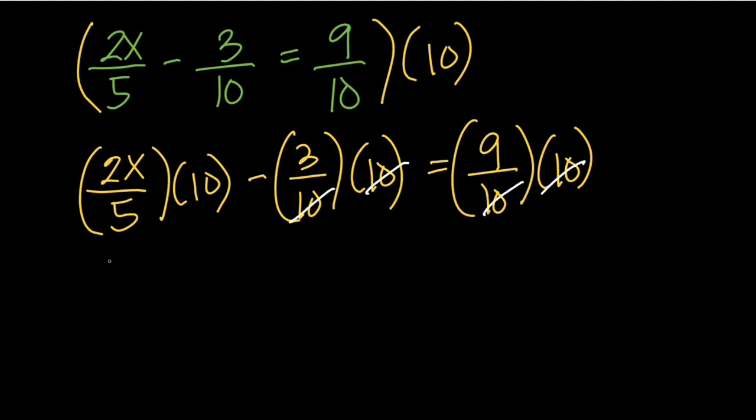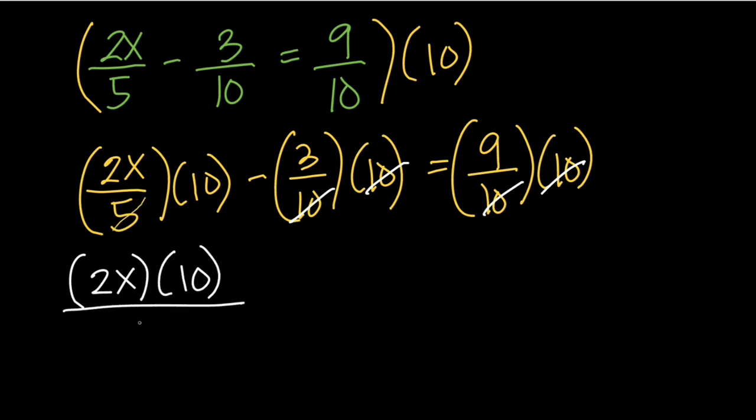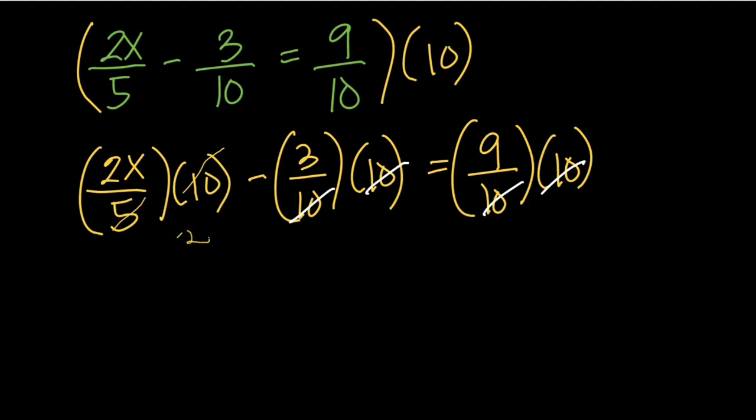Then you are left with 2x times 10 over 5, right? And you can also do that. Okay, so let's do that. You cancel 5 here. 10 divided by 5 is 2. So this is just 2x times 2 is 4x minus 3 equals 9.